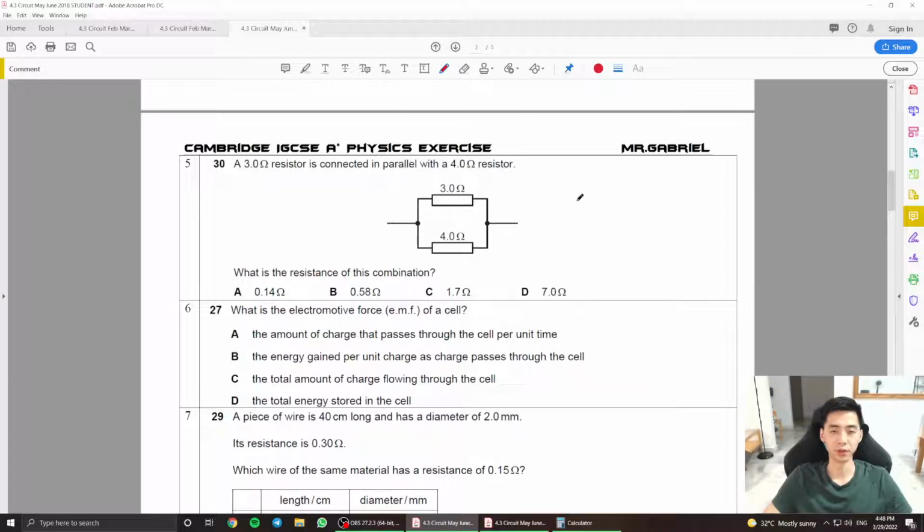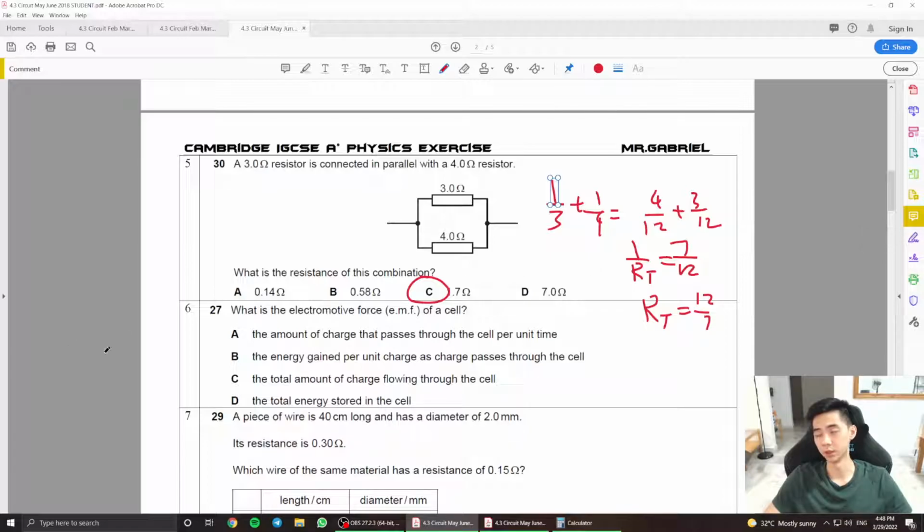The resistance of these two combined is essentially 1/3 plus 1/4, which is 4/12 plus 3/12, which is 7/12. This equals 1/RT. Always remember to flip it, so it's 12 divided by 7, which is going to be 1 point something. And the logical answer here could be none other than C.